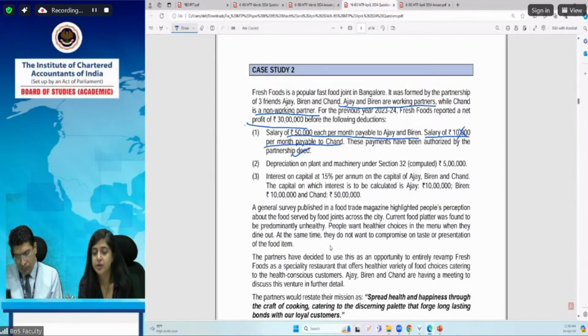Depreciation on plant and machinery under section 32 is given of 5 lakh and interest on capital at 15% per annum on the capital of Ajay, Biren and Chand. The capital on which interest is to be computed is for Ajay 10 lakh, Biren 10 lakh and Chand 50 lakh. So what was the first requirement of the question? That you need to compute the book profit for the purpose of calculating salary. So you have to refer to section 40B of the Income Tax Act, that how to compute the book profit. What is book profit there?